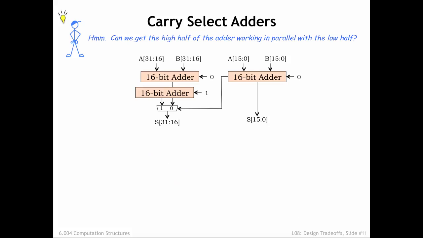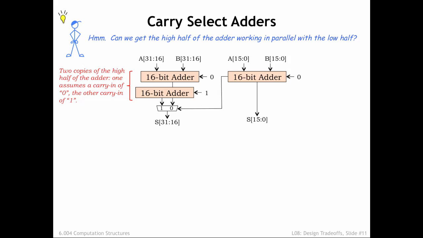The trouble with the ripple carry adder is that the high order bits have to wait for the carry in from the low order bits. Is there a way in which we can get the high half of the adder working in parallel with the low half? Suppose we wanted to build a 32-bit adder. Let's make two copies of the high 16 bits of the adder, one assuming the carry in from the low bits is 0, and the other assuming the carry in is 1.